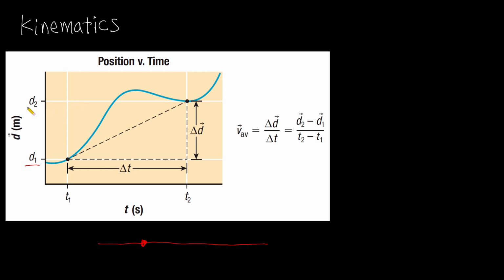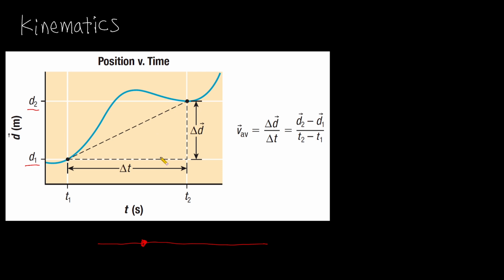the object is d2, and the average velocity from t1 to t2 just equals the displacement delta d divided by the time interval delta t. The displacement delta d just equals the position d2 minus position d1, and the time interval delta t just equals time t2 minus time t1. And let's look at the graph.